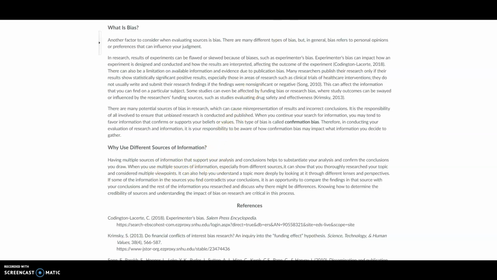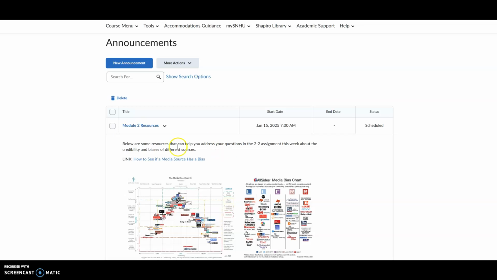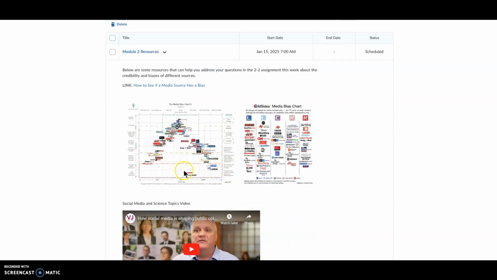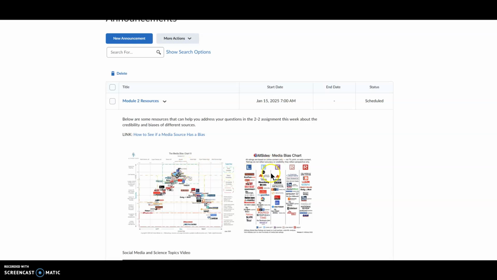So the guidelines will help you. There's also an announcement that talks about bias, how you can determine if the media that you're consuming is biased. There's a link here that you can click on that has really helpful information as well.